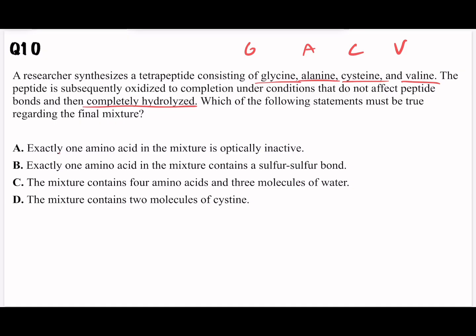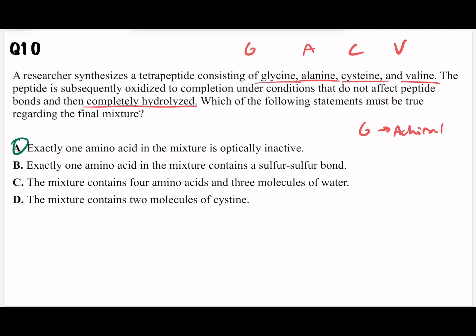Which of the following statements must be true regarding the final mixture? So let's go through. A, exactly one amino acid in the mixture is optically inactive. So we know this is the case. We know that glycine is achiral. And so answer choice A is a possibility. That's a true statement.